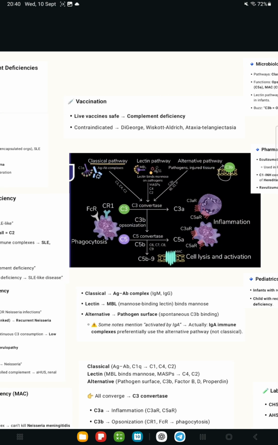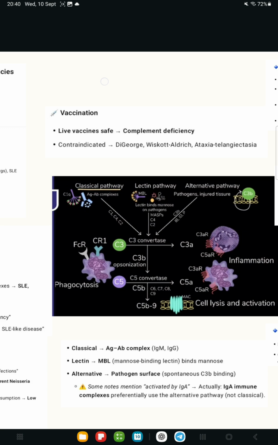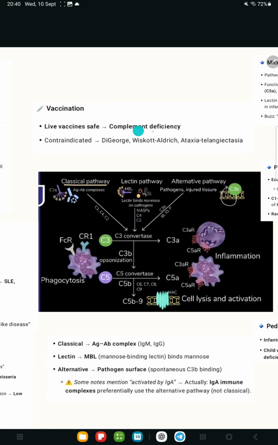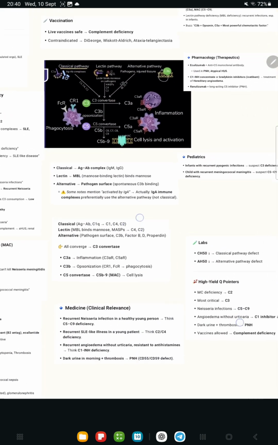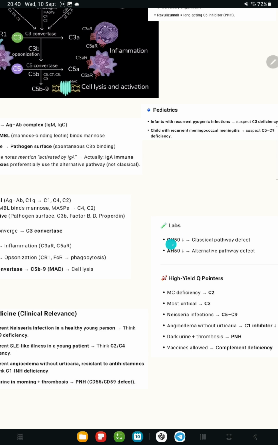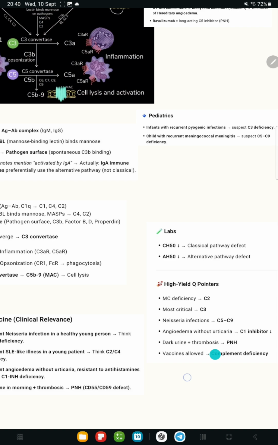So this was the question, I think this year's question, that live vaccine is safe in complement deficiency, but it is contraindicated in DiGeorge, Wiskott-Aldrich, ataxia telangiectasia. This we have discussed. Now in the lab, if there is a decrease in CH50 levels, we think about classical pathway defects. If AH50 is decreased, alternate pathway defects. This we have done. Vaccines allowed in complement deficiency we have already studied.